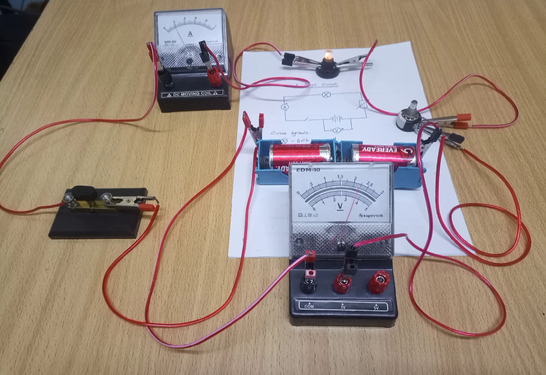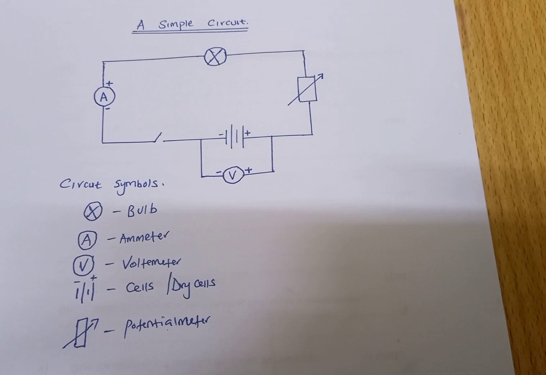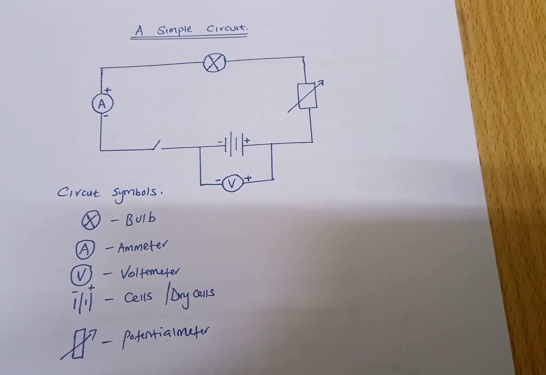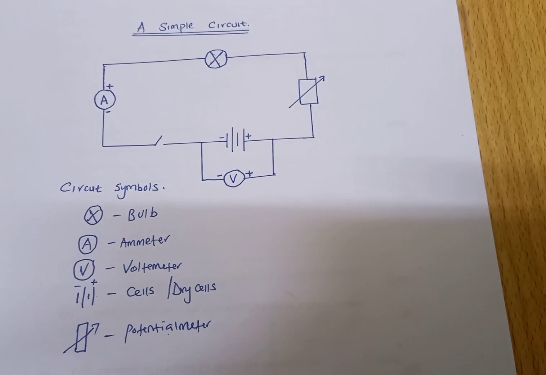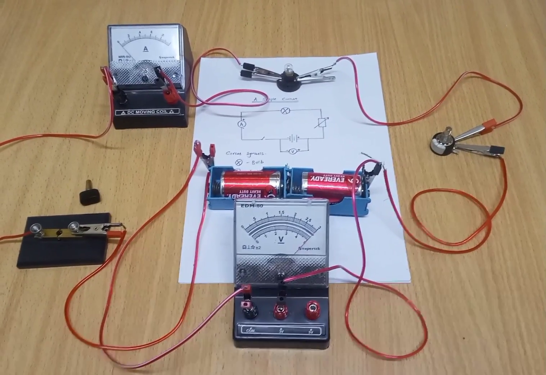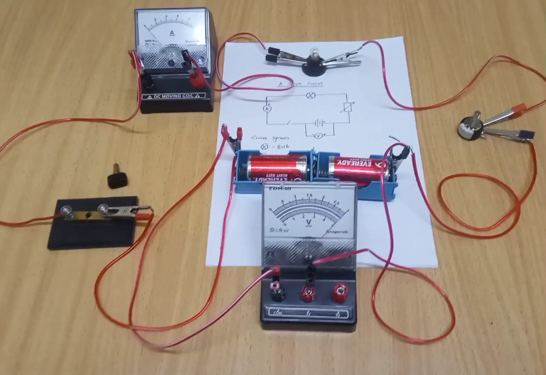The connection should be arranged just the way it appears on the question paper, like in my case. So this is for example my diagram showing how we would make the connection. The circuit symbols for the bulb, ammeter, voltmeter, the cells, and so on and so forth. And then the connection is right there.